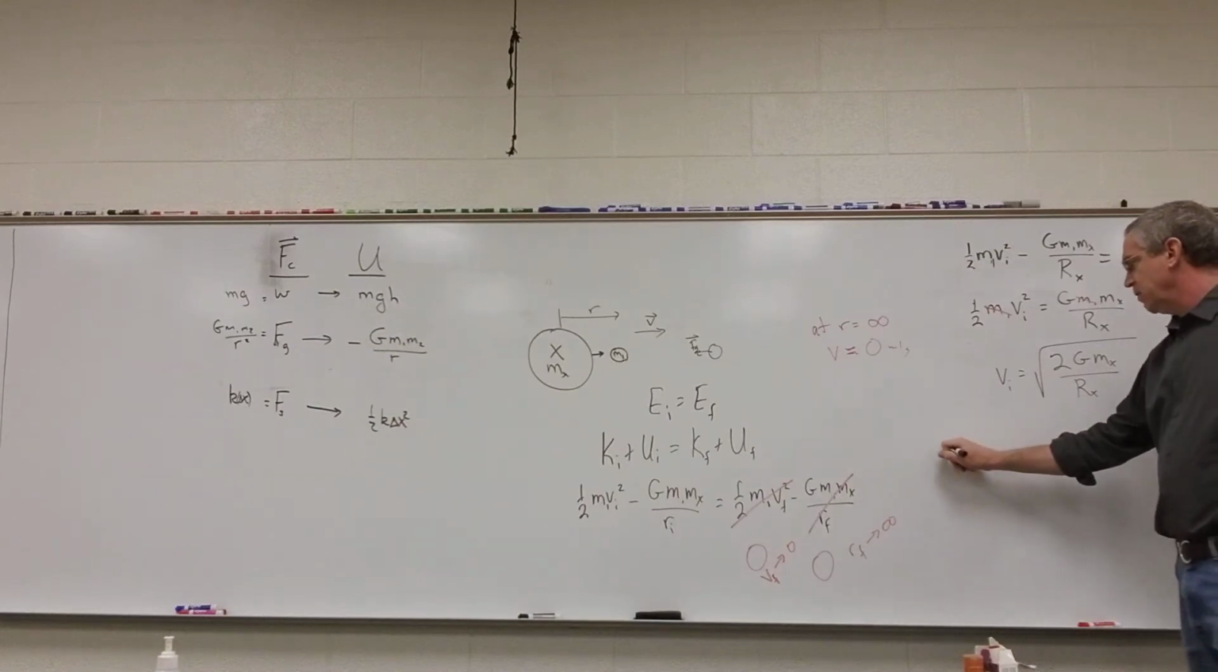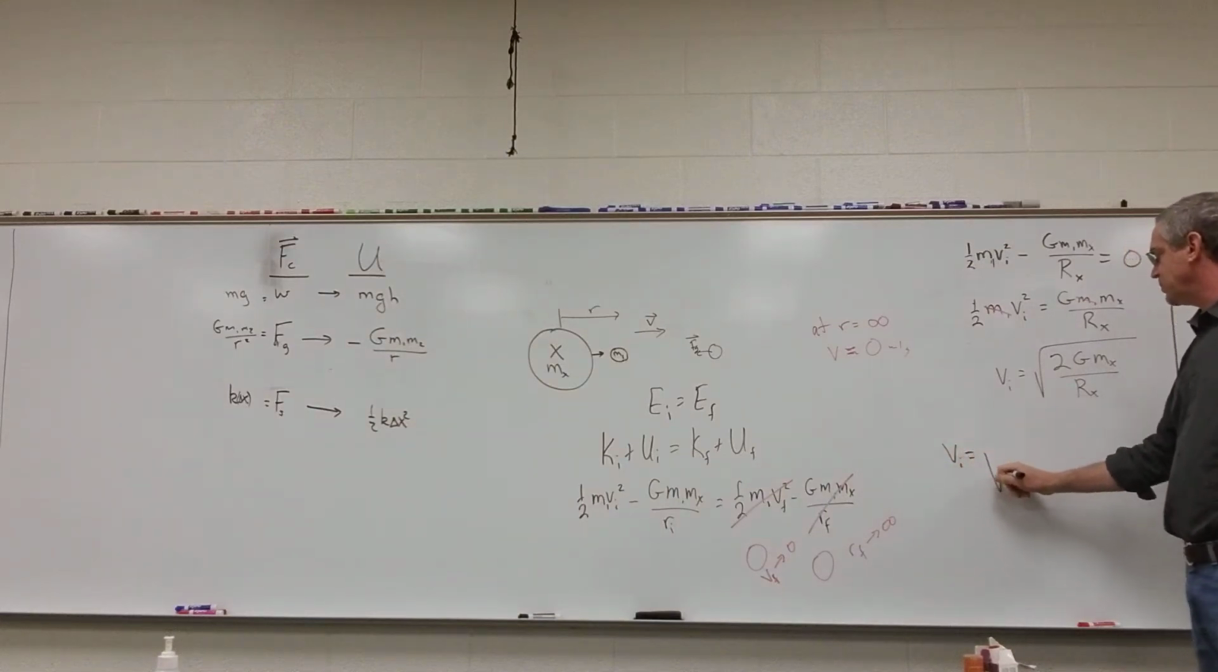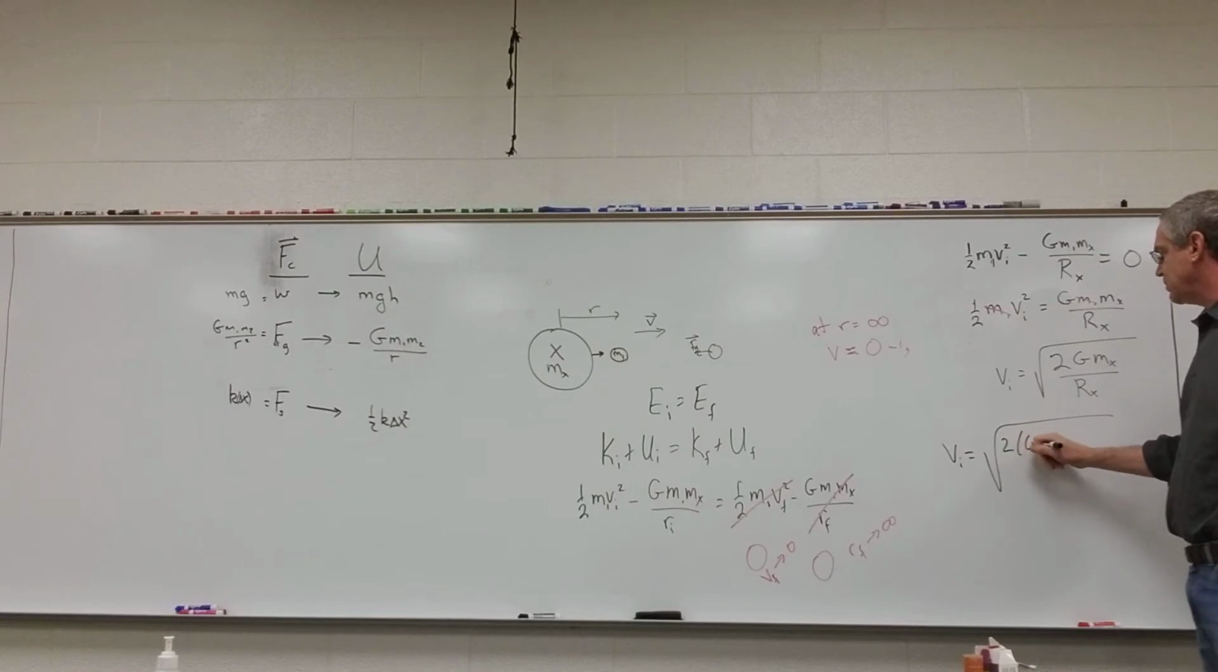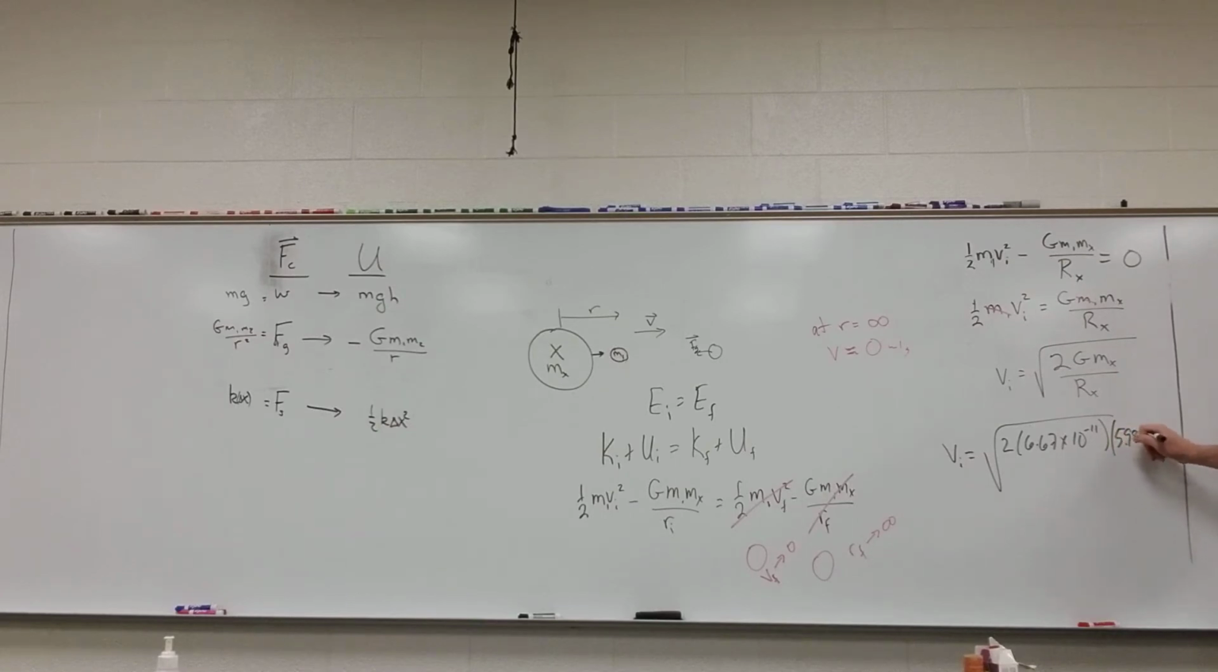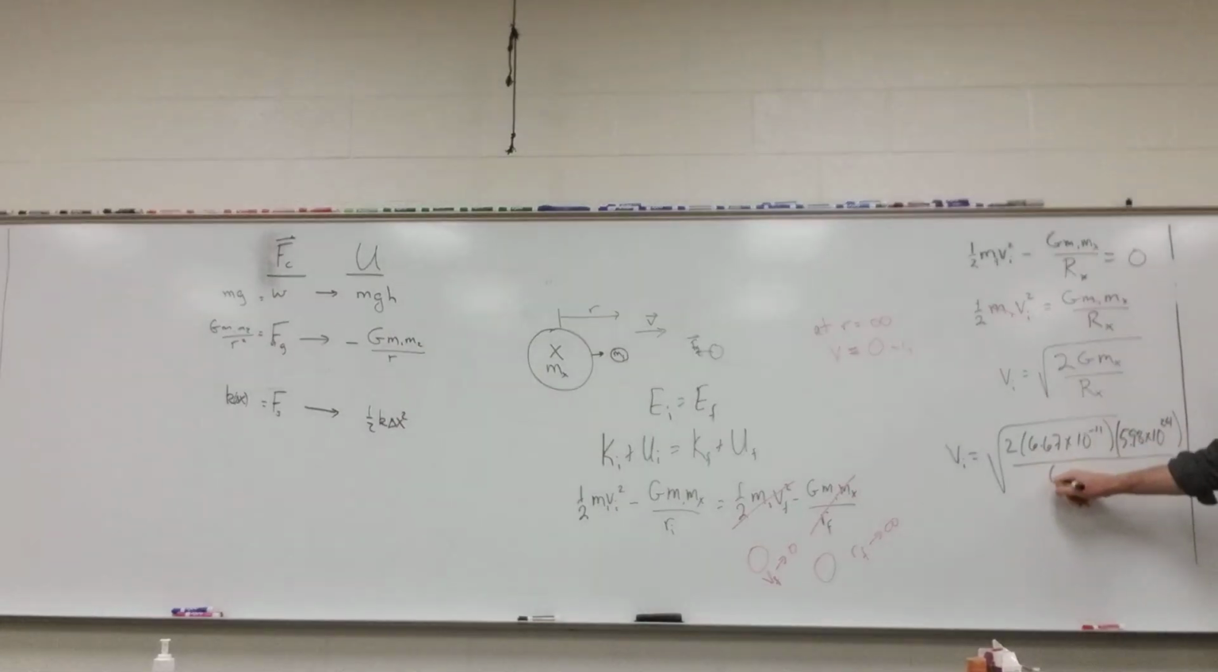So now, for Earth, the escape speed becomes the square root of 2 times 6.67 times 10 to the negative 11th times the mass of Earth, which is 5.98 times 10 to the 24th, divided by the radius of the Earth, which is 6.37 times 10 to the 6th. That's meters, this is kilograms, and this is Newton meter squared per kilogram squared.